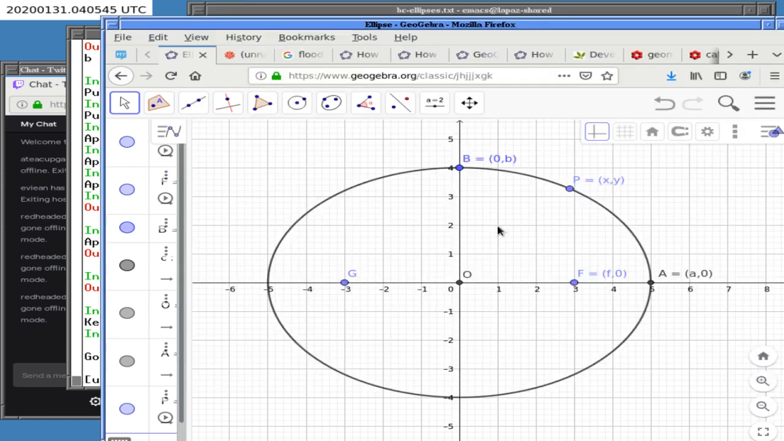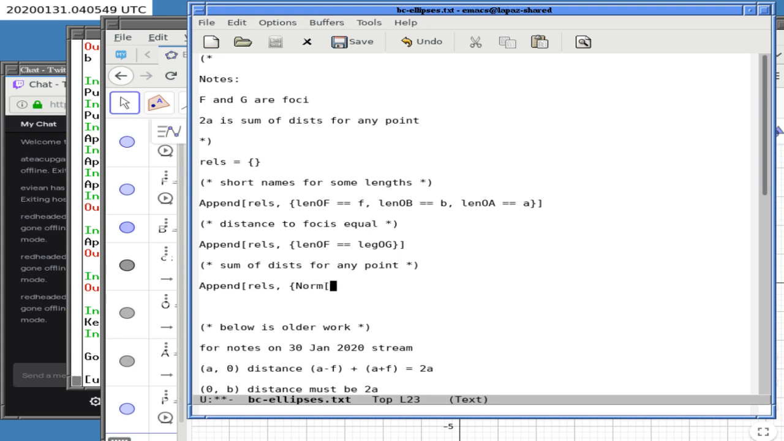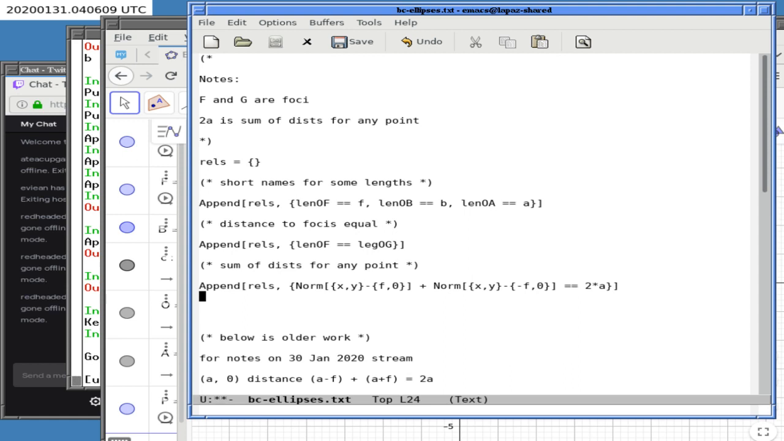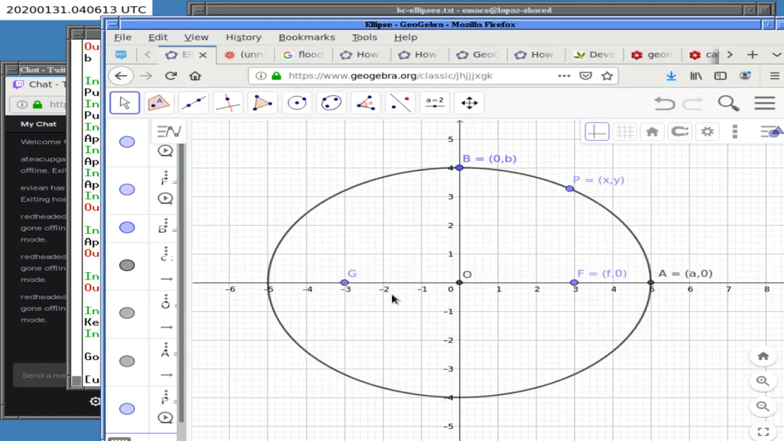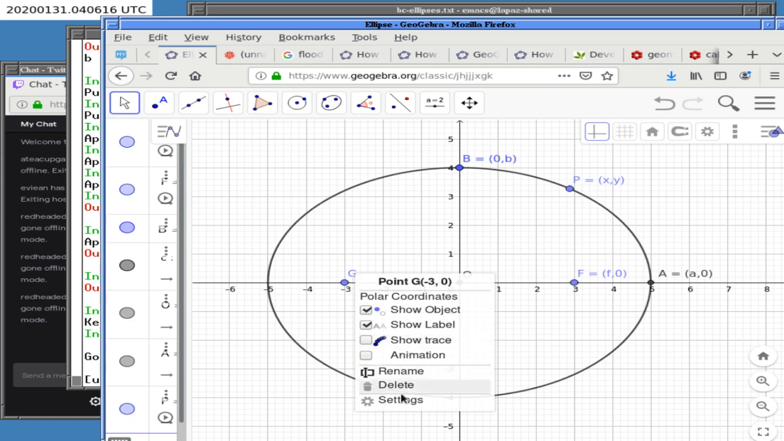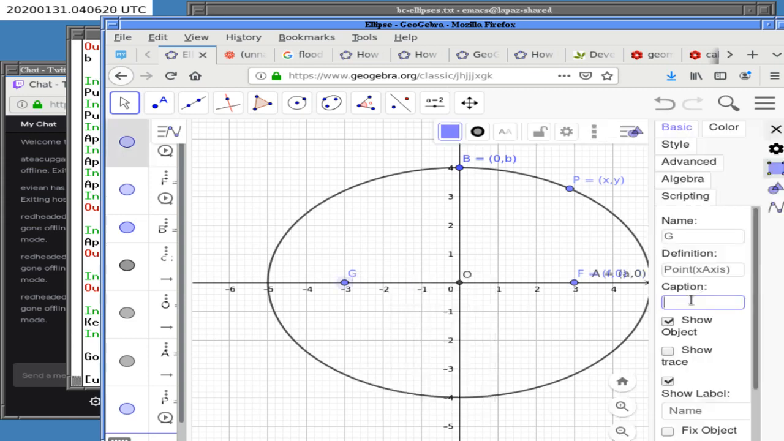That's going to say that norm of xy minus f0, I'm pretty sure this is going to work, but I'll double check it, plus the norm of xy minus f0, which I think we maybe want to specify here, is always going to be equal to 2 times a. That's for any point, any x and y on the ellipse. But let's be a little bit more obnoxious here and say g is equal to negative f0. Do we want to put spaces in here, or not? I think we do want to put spaces in here. Okay, so g is equal to negative f0.